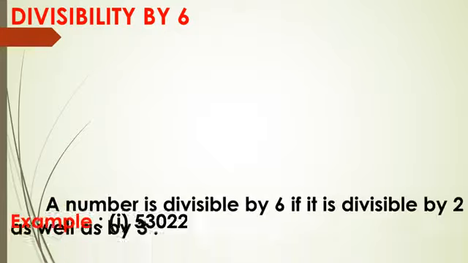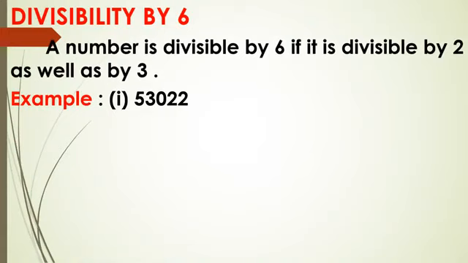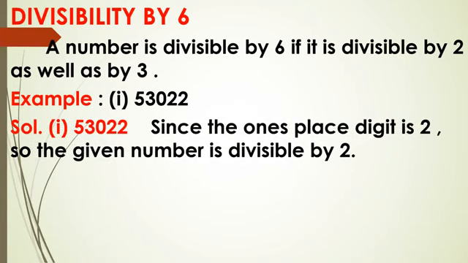A number is divisible by 6 if it is divisible by 2 and 3 both. That means we have to check by 2 also and by 3 also. See the example. 53,022. First of all, we will check 2. If the ones place digit is 2, that is an even number, and 2 is divisible by 2, so the complete number is divisible by 2. And for 3, we have to find out the sum of the digits.